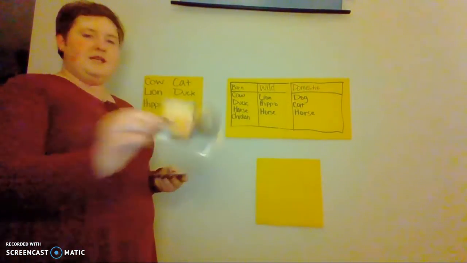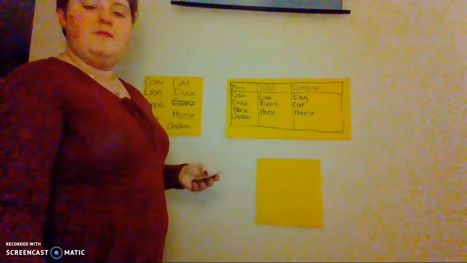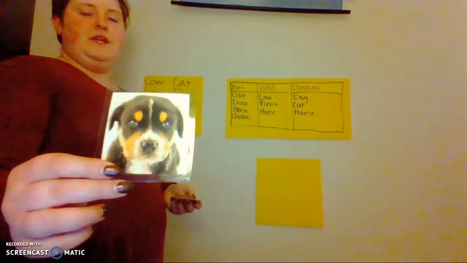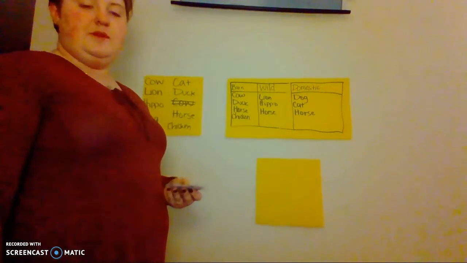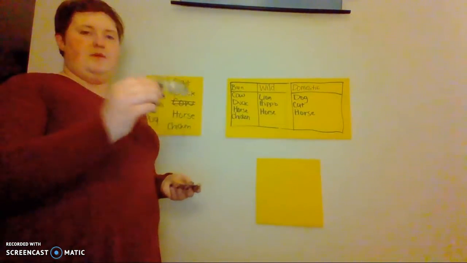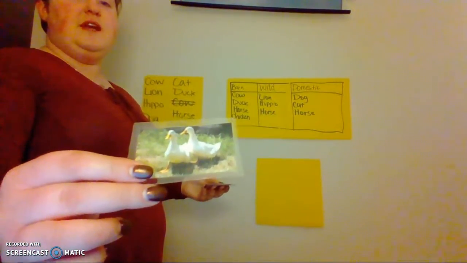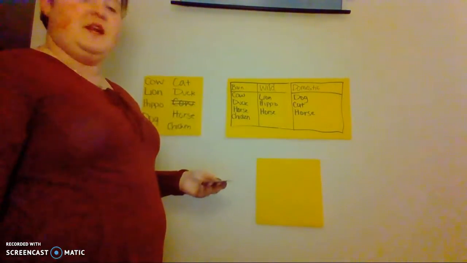How about these guys? You know where these are? They're guinea pigs. Where do you think those go? Yeah, in the home animals or the domestic animals. How about this one? Yeah, those will go in the domestic animals. How about this one? Yeah, this one's kind of small. This is a duck. Yeah, and that would go in the barn animals.